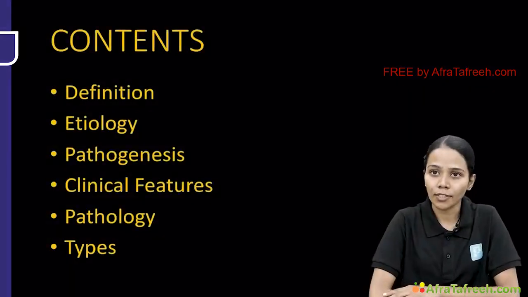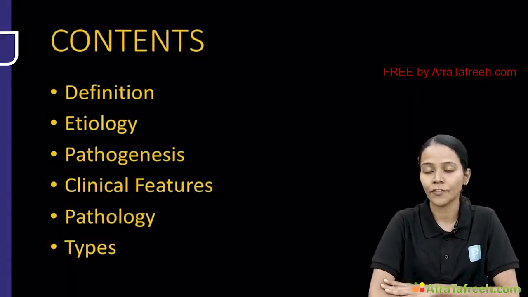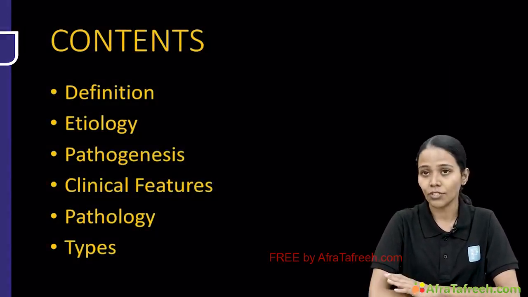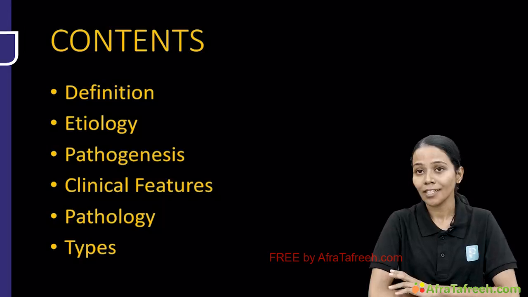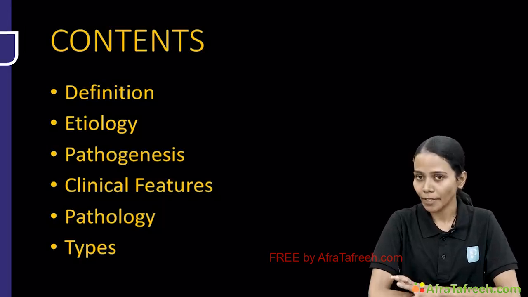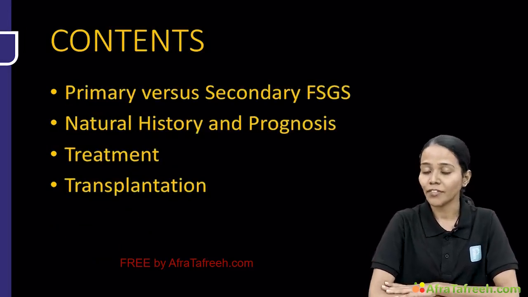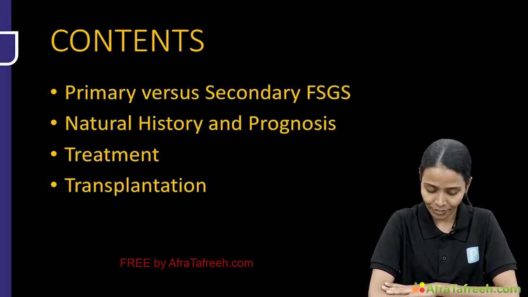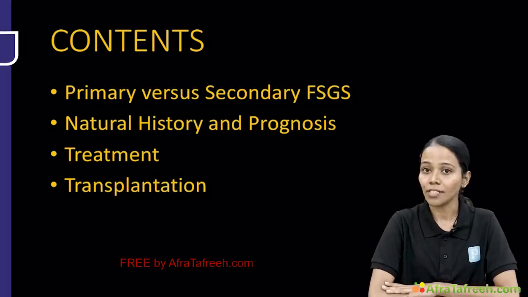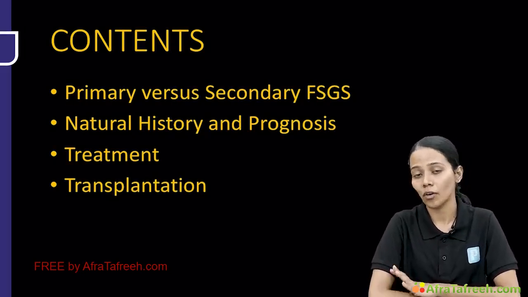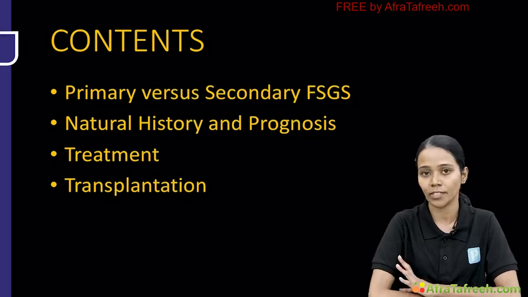Today let us learn about focal segmental glomerulosclerosis or FSGS. So we are going to learn this topic under the following headings. First, the definition of the disease, then the etiology, pathogenesis, clinical features, what is the pathology, under pathology what are the types, what is the difference between primary and secondary FSGS, what is the natural history and prognosis, treatment, followed by what will happen when we transplant a patient who goes into ESRD because of FSGS.